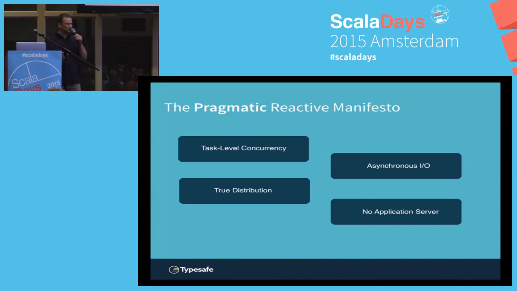Don't tell Jonas Bonér about this. He's probably going to kill me. But I say from a pragmatist point of view, the traits you want to look at in your code, if you will, are sub-thread level concurrency, task level concurrency. You have asynchronous I/O. You have true distribution. You don't have single points of contention or single points of failure, or a single central database or whatever.